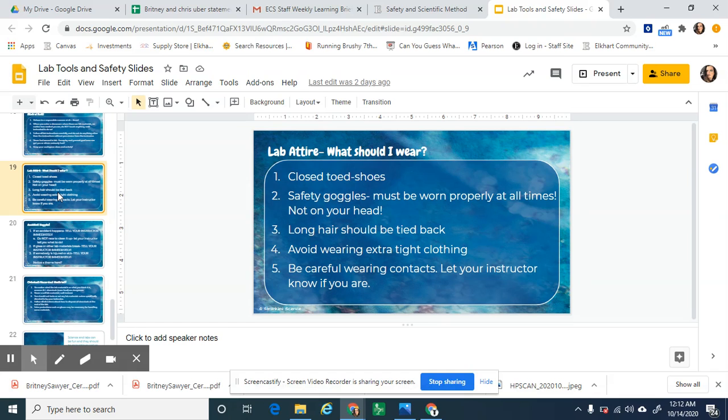Lab attire. What should you wear? Closed-toe shoes. Safety goggles must be worn properly at all times and not on your head. Long hair must be tied back. You must avoid wearing extra tight clothing, and you have to be careful wearing contacts. Let your instructor know if you are wearing contacts.